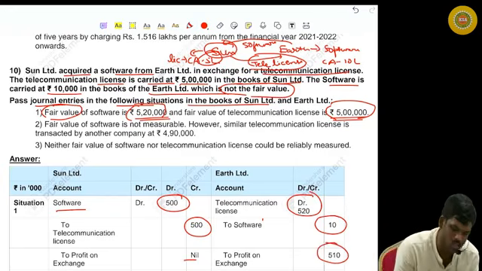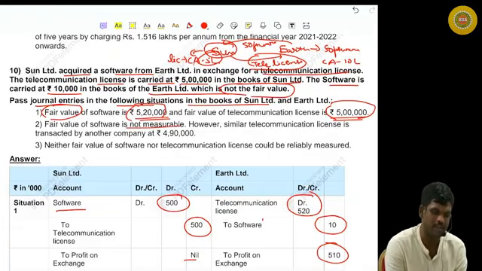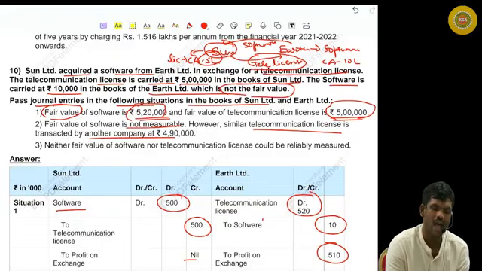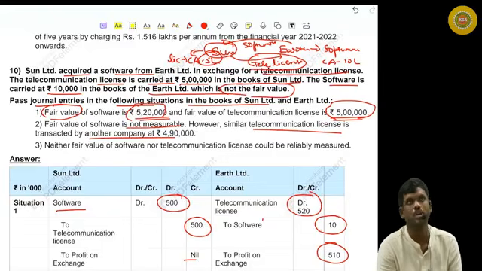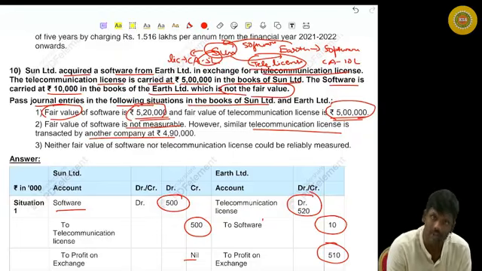This is case 1. Case 2. Fair value of the software is not measurable. However, a similar telecommunication license is transacted by another company at rupees 4,90,000. So we know the fair value of the telecommunication license, but we don't know the fair value of the software.